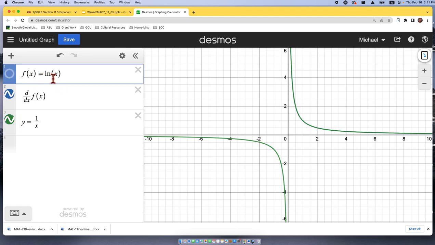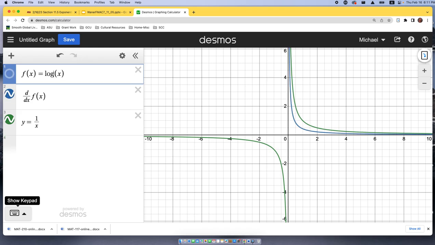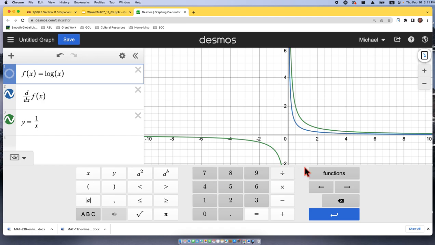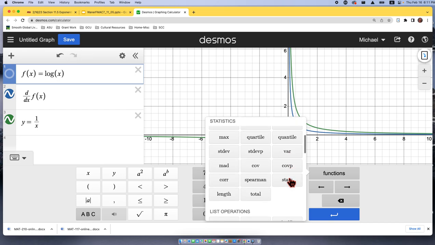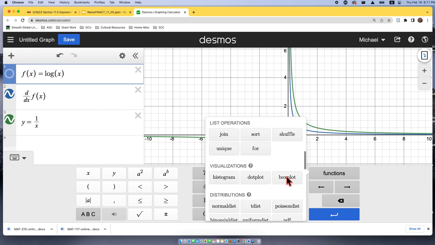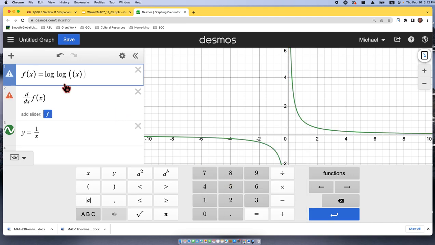Well, what if it wasn't natural log? Because there's other kinds of logs, right? Let's see if I can do this. Can I do log base 3? I think I have to go to functions, and then they give us log base 8, there we go. So I'll get log base, let's go with 10. Let's do log base 10.